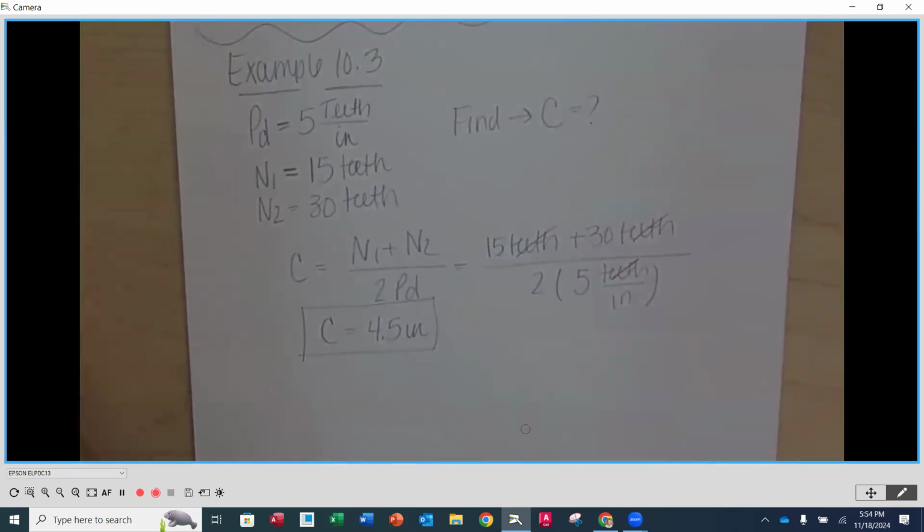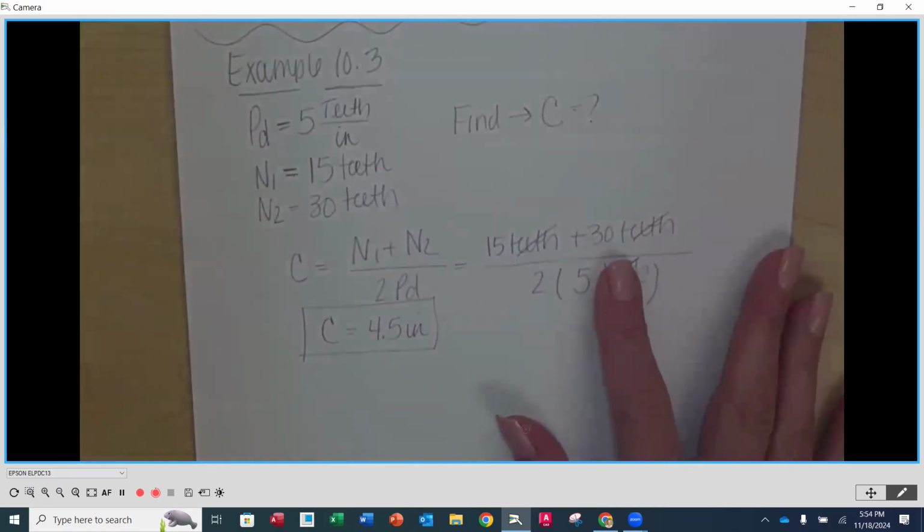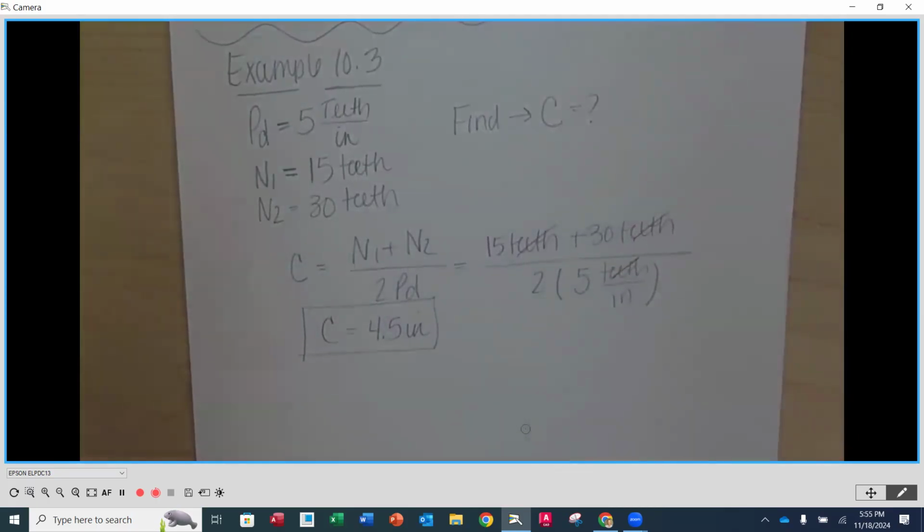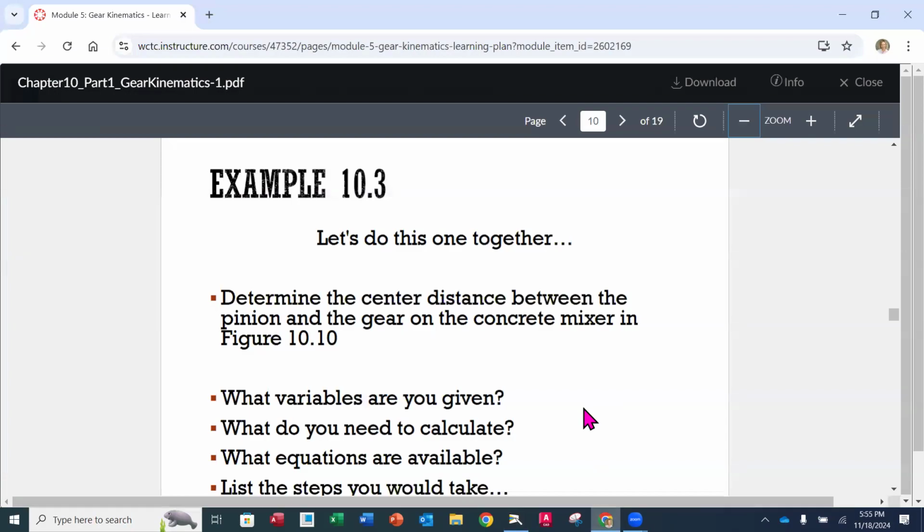If you don't put the teeth per inch here, you're going to end up with teeth as units for a center distance. That's not correct. Then you should be looking and finding out, what am I missing here? What did I do wrong? In this case, the units on the bottom would be missing, and then you would have it right. So the number can come out, but I don't want units to magically appear at the end. Okay, all right. So that is example 10.3.